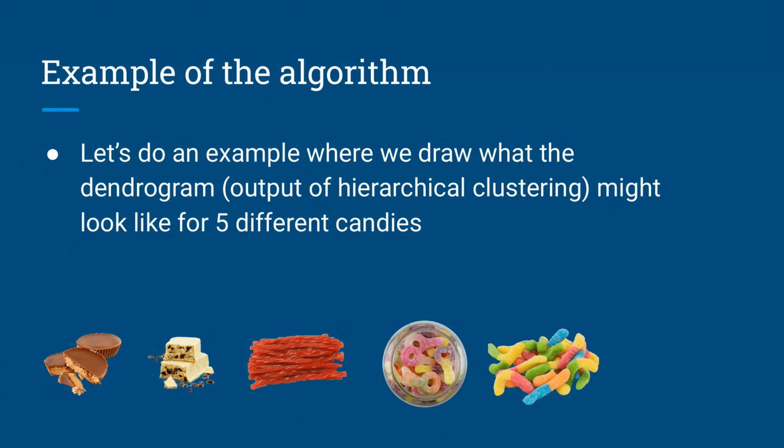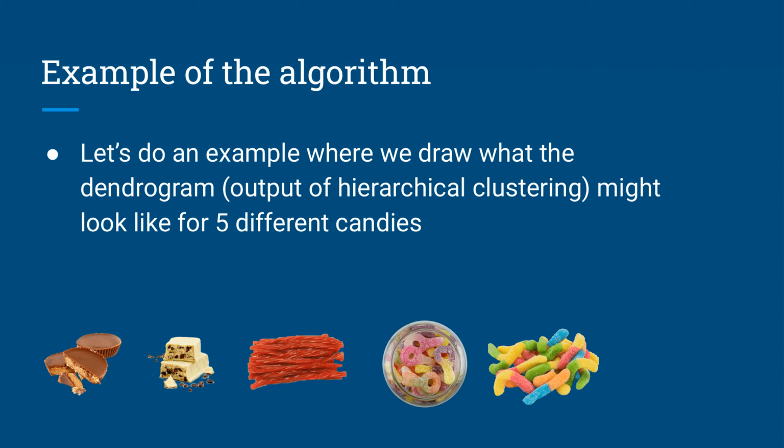As an example, let's say we have 5 types of candies that we'd like to cluster: peanut butter cups, a cookies and cream bar, red licorice, sour keys, and sour gummy worms. Naturally, our intuition tells us that the chocolates are similar to one another, as are the sour candies, and that the sour candies are probably more similar to one another than the peanut butter cups are to the cookies and cream bar. Red licorice is probably more similar to the sour candies than it is to the chocolates, but probably isn't as similar to the candies as the chocolates are to one another.